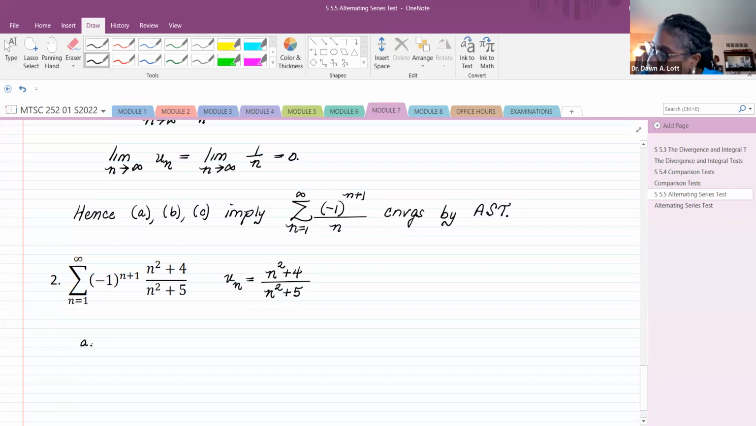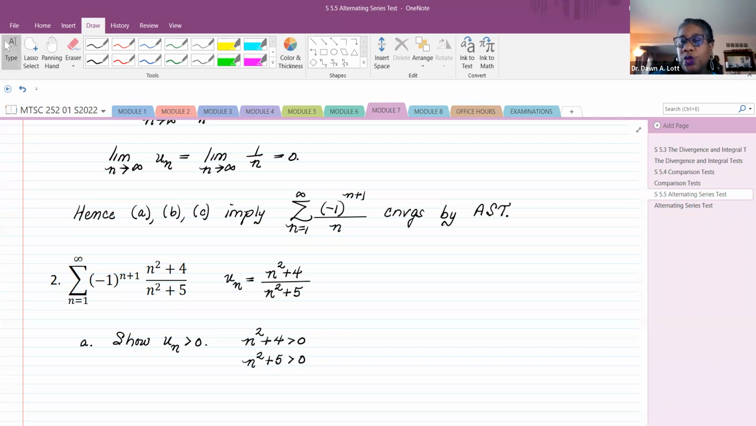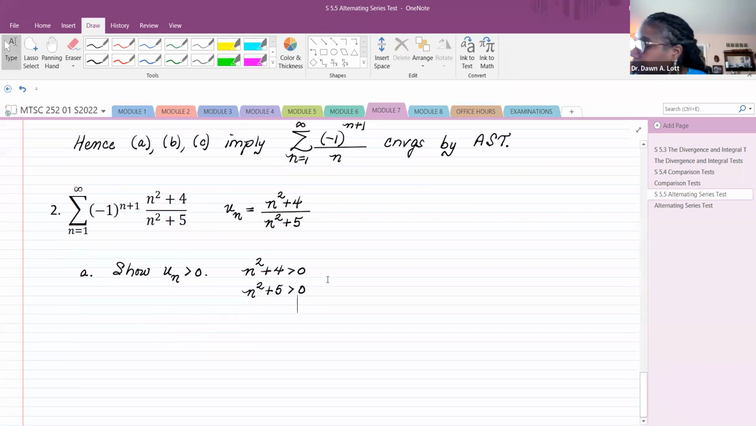A says, let's look at un and show it's positive. So we need to show un is positive. Well, we have here n squared plus 4 is positive, and n squared plus 5 is positive. So therefore, the ratio of two positive things is positive. So that implies un is positive.